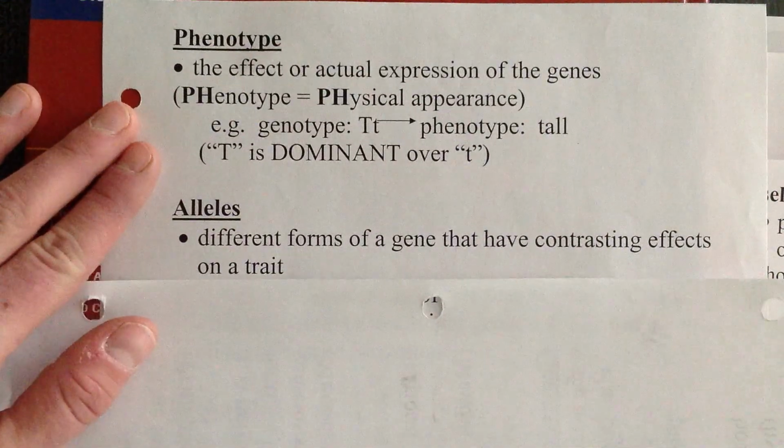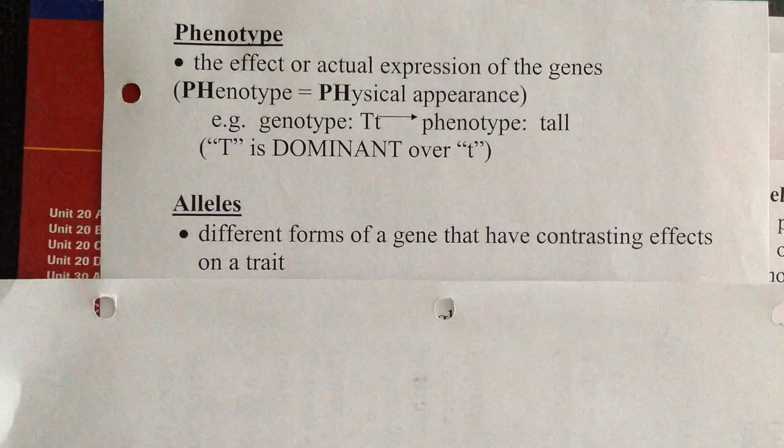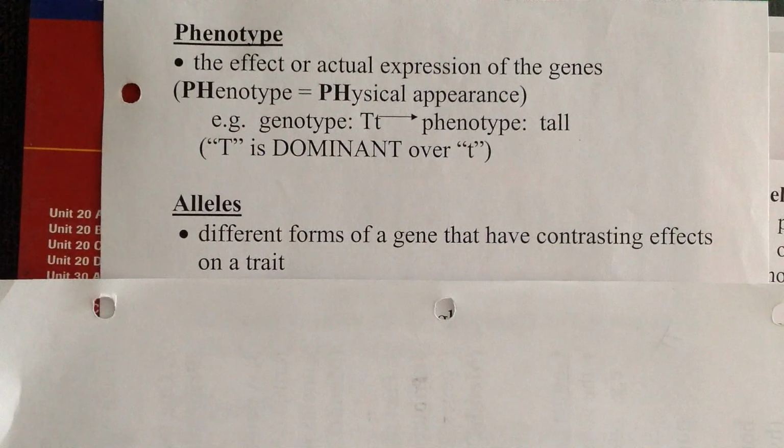So how do we get those big T's and little t's? These are called alleles. Alleles are versions of a particular trait that come in one set only. They're different forms of a gene that have contrasting effects on a trait. So let's say we're talking about tall plants and short plants. Just exhibiting that T and only the T, that's an allele of height of the plant. Short, little t, is the allele of height of the plant.